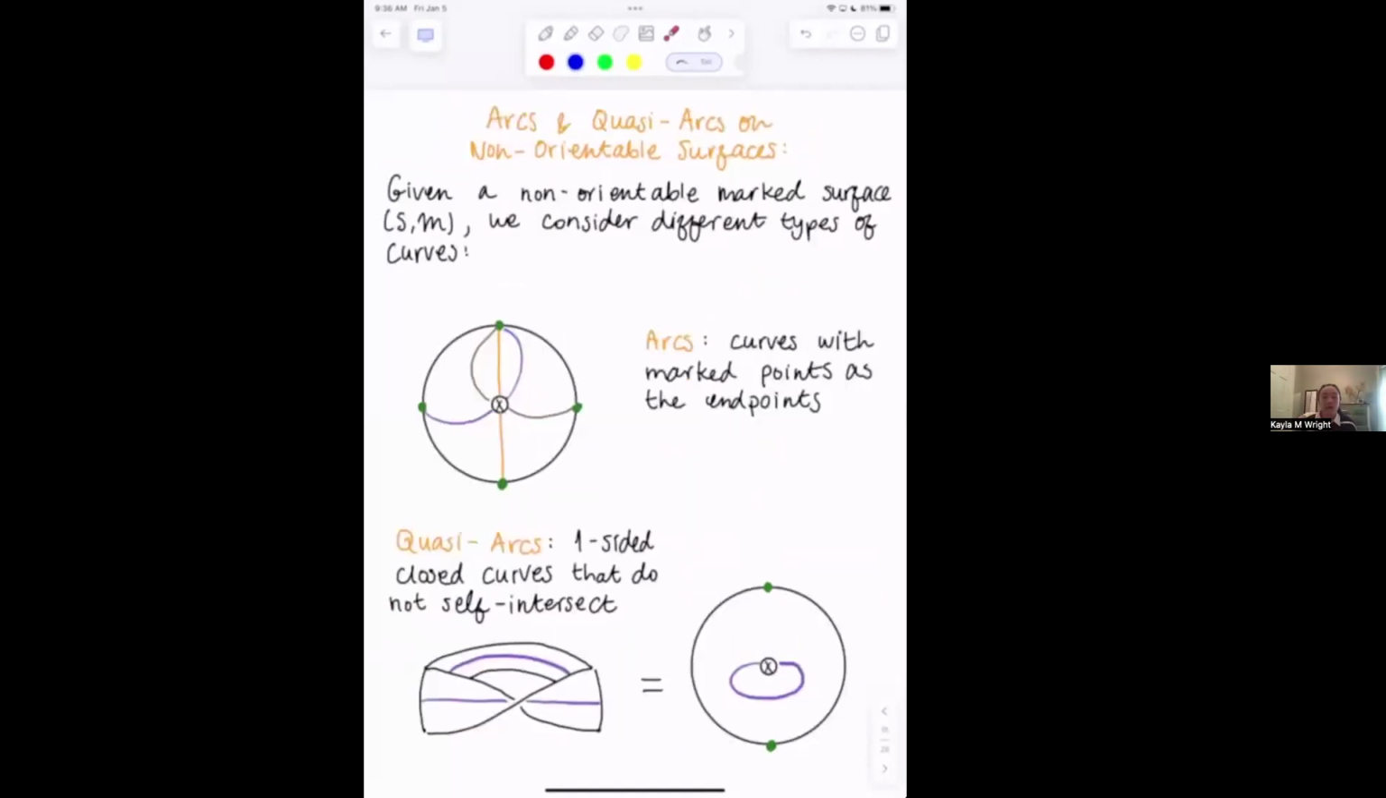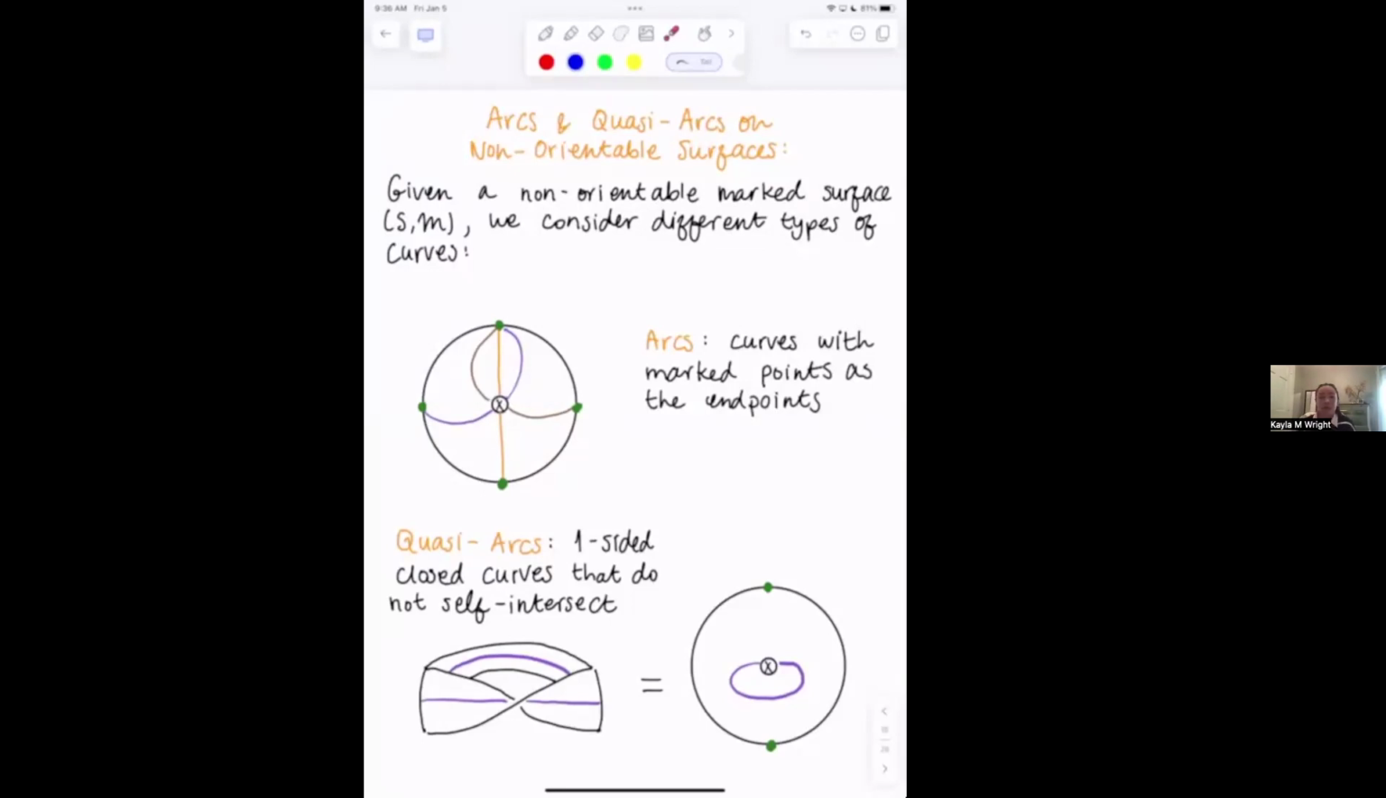The generators for our algebra consist of arcs and what we call quasi-arcs. So arcs, as usual, are just curves between marked points. So for example, we can travel along the crosscap here. So this is really living on the Mobius strip, so it'll look a little bit different when you visualize it. But we can have things going through the crosscap or around the crosscap, and I've drawn some examples here.